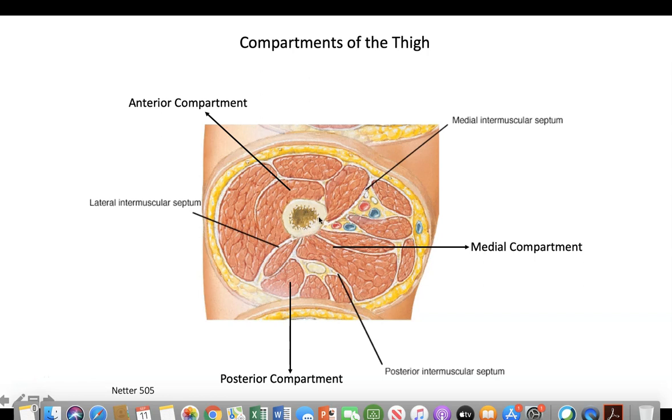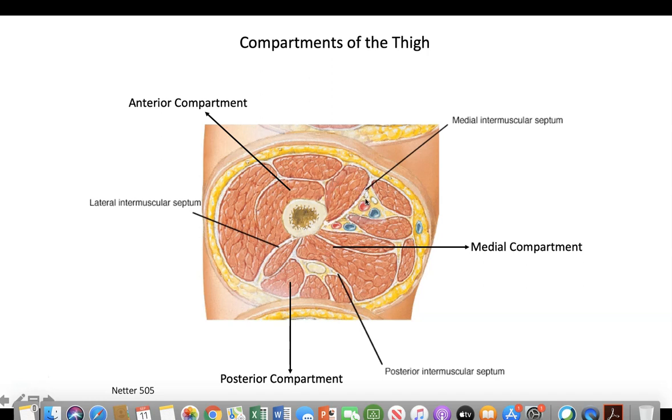So this is the cross section of the thigh. This is the cross section of the femur. And these are the muscular compartments of the thigh. On the anterior aspect of the femur is the anterior compartment of the thigh. And this is the largest compartment, which lies in between the lateral and medial intermuscular septum. This anterior compartment of the thigh is also called the extensor compartment of the thigh.